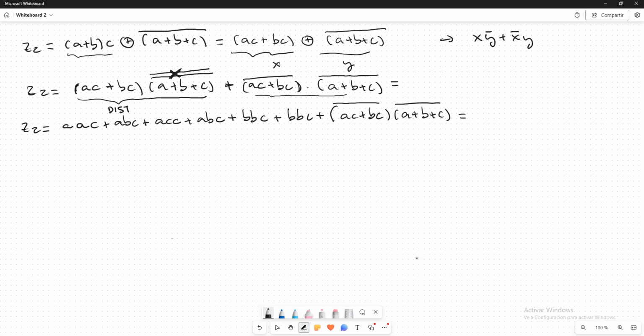So now we can look for simplifications that we can do here. For example, we have terms that appear twice, and you know that x plus x is x from the theorems and axioms of Boolean algebra. So, for example, we can remove this term because we already have it here, and this term because we already have it here, and this term because it's repeated here. So we can simplify.